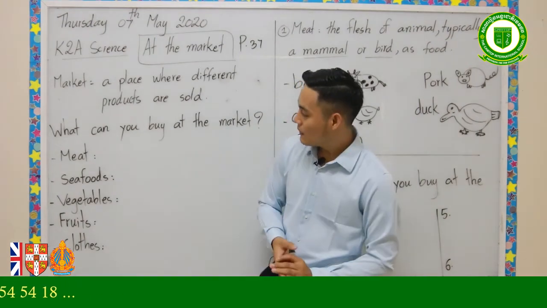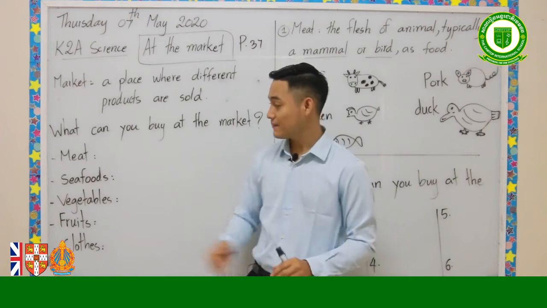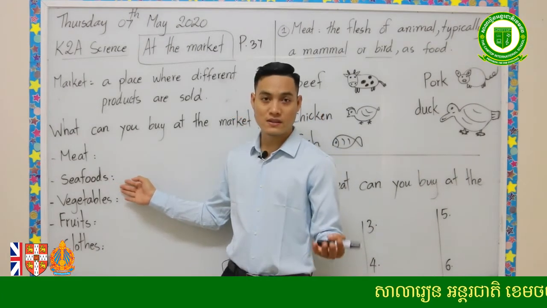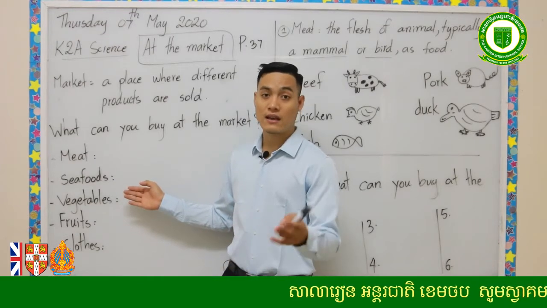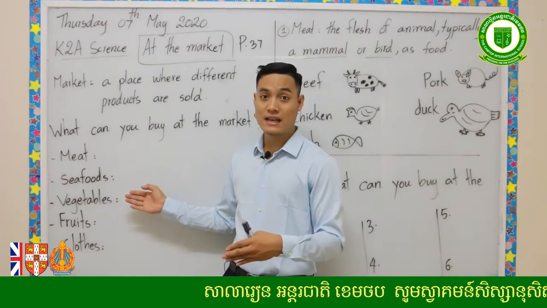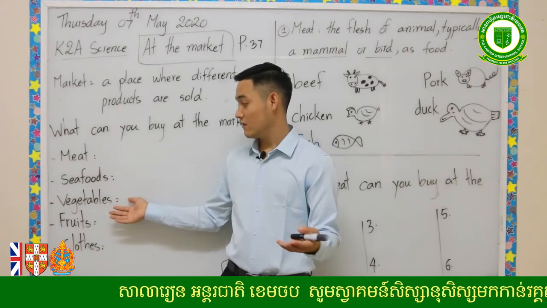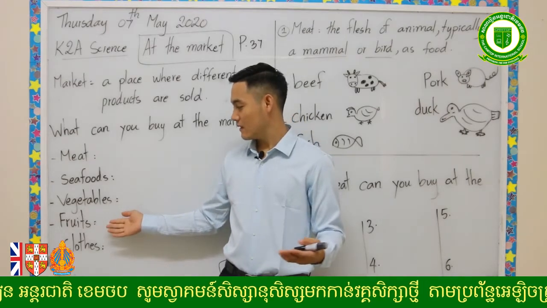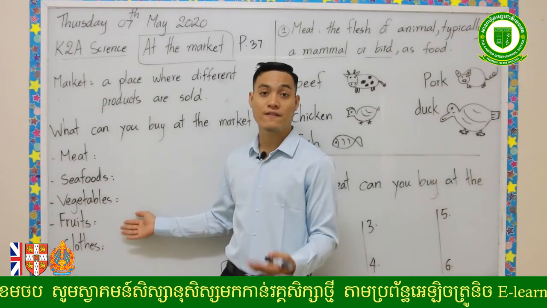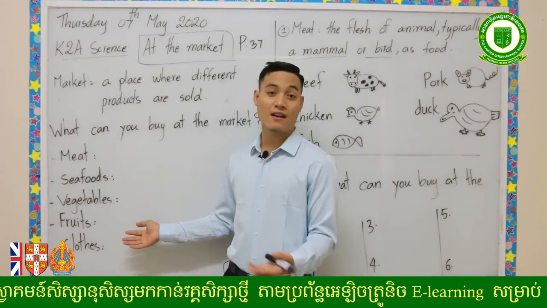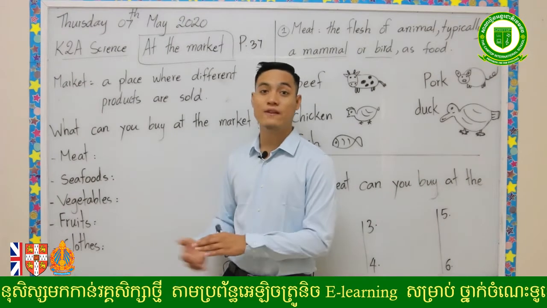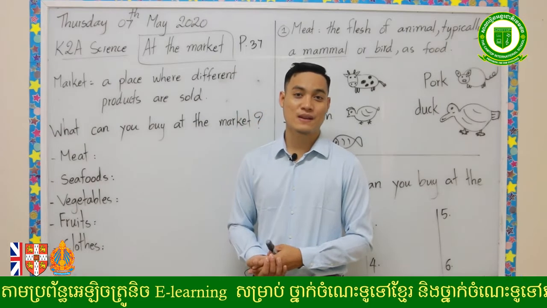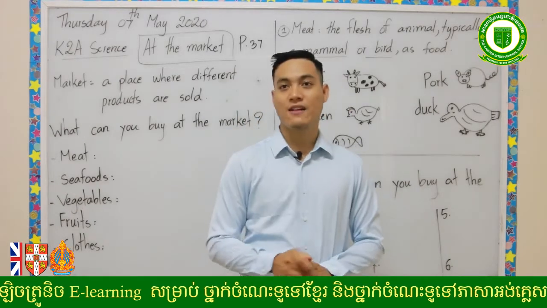So here, what can you buy? Meat, different kinds of meat. Seafood, different kinds of creatures that you can find from the sea and that are sold at the market. Different kinds of vegetables, the green, the red one. Different kinds of fruits: apple, strawberry, longan, rambutan, and many other fruits, and also clothes. Yes, you can also buy clothes. Okay, now we will go to the detail for each one.